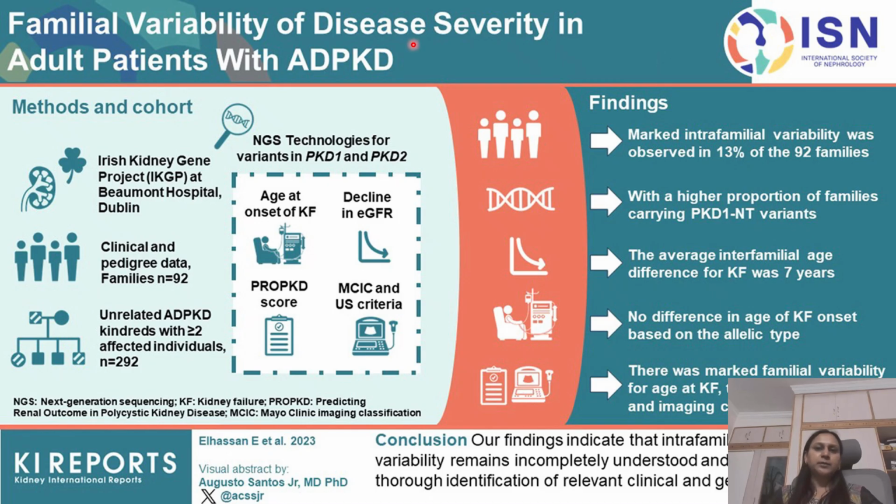This study published in Kidney International Reports summarizes familial variability in ADPKD severity. 92 families and nearly 300 affected individuals from the Irish Kidney Gene Project were studied. Marked intrafamilial variability was seen in about 13% of the families, meaning relatives sharing the same variant can still have quite different courses. Families carrying PKD1 non-truncating variants were overrepresented among those with variability. The average intrafamilial difference in age at kidney failure was around 7 years, and allelic type alone did not explain the onset. So the clinical lesson here is that genotype sets the baseline risk, but you cannot predict an individual's exact course from the family history alone.